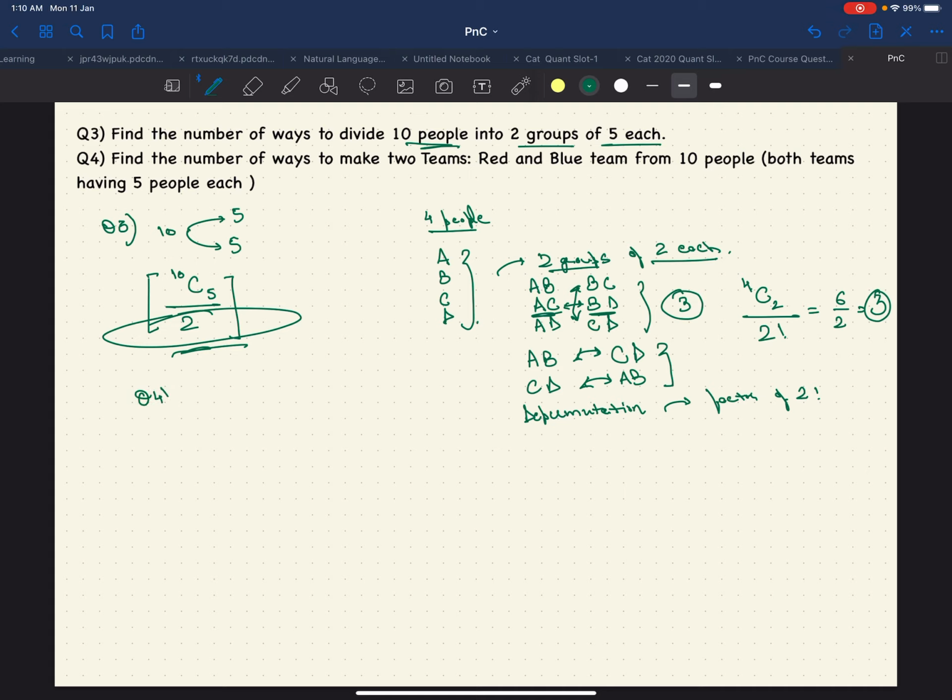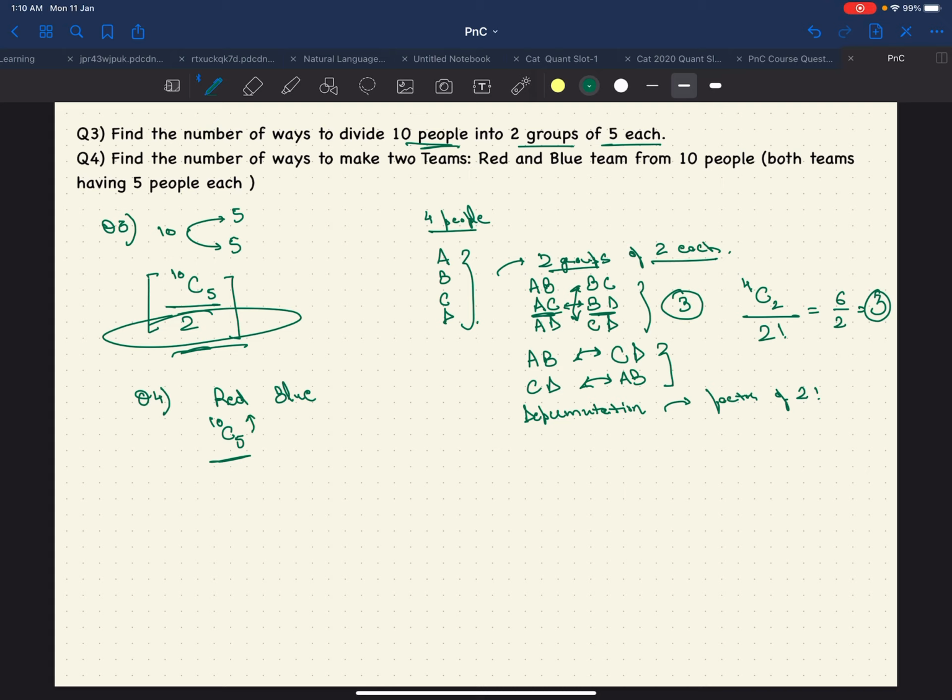Okay, looking at question 4, find the number of ways to make 2 teams, so red team and blue team, from 10 people and both teams having 5 people each. So here we can select 10C5 people, but we are assigning these 10C5 people to, let's say, red team.